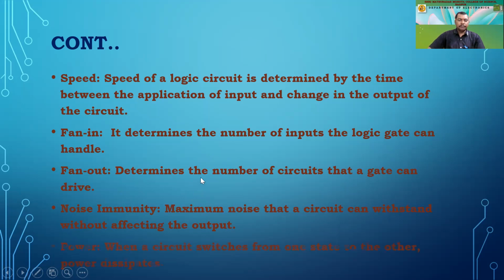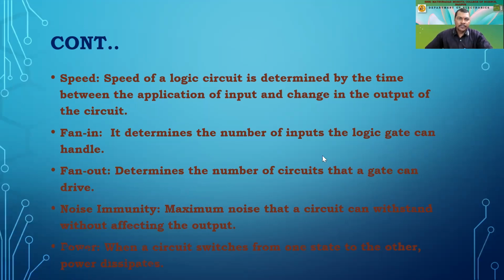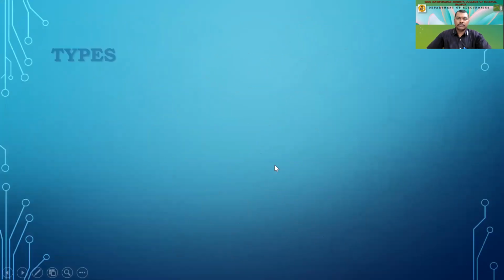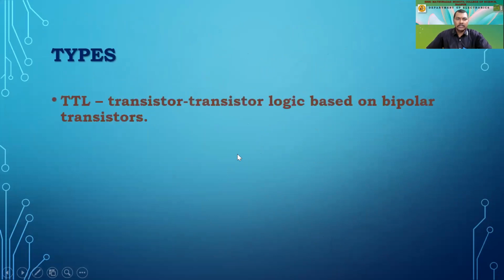Then power is one of the important factors. When a circuit switches from one state to the other, power dissipates, and that power should be very less as far as electronics is concerned. So we are concerned with all the factors which are very important for the circuit.